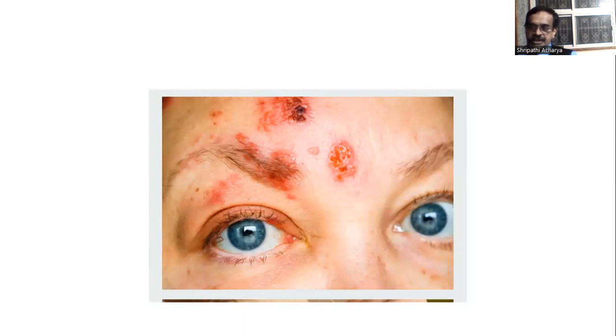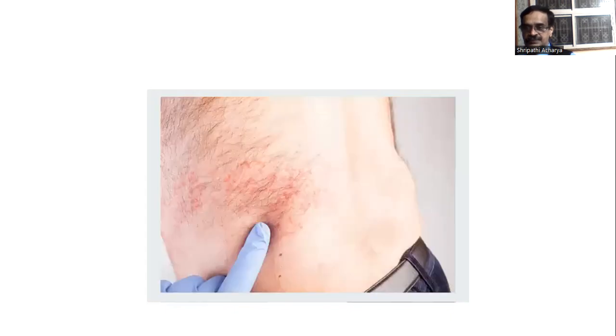Here you can see in the forehead there are lesions of herpes zoster. Sometimes it occurs in the eye also, where corneal ulcer may result, and there may be blindness. This is another area where you see the herpes zoster lesions. Here the spinal nerves are involved.